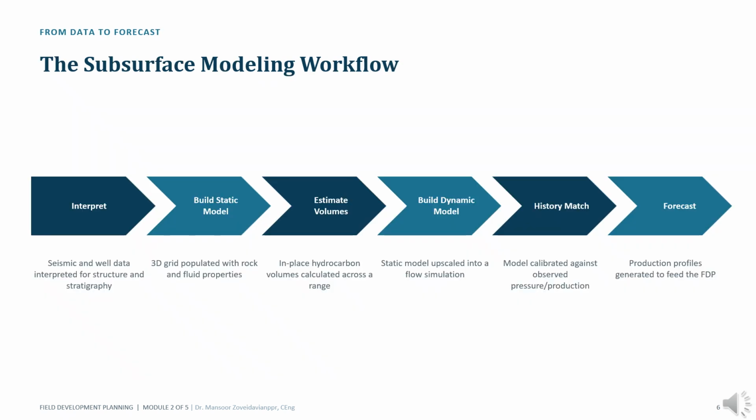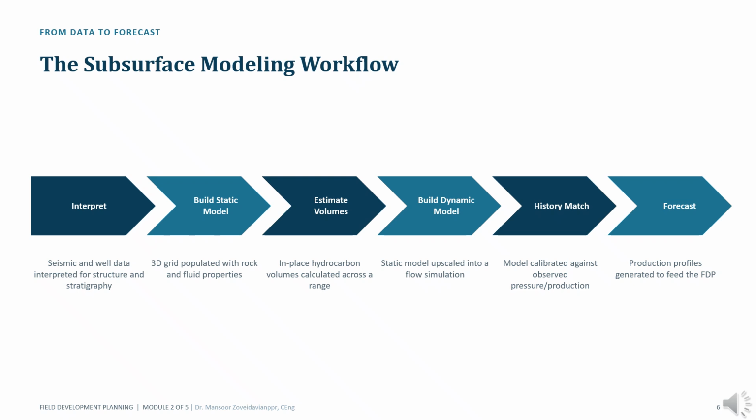This slide summarizes the overall workflow used to move from raw data to production forecasts. The process begins with interpretation. Seismic and well data are interpreted to define structure and stratigraphy. Next, a static model is constructed. The reservoir grid is populated with rock and fluid properties. From this static model, in-place hydrocarbon volumes are estimated. The model is then converted into a dynamic simulation model capable of representing fluid flow through time. The dynamic model is calibrated through history matching using available pressure and production data. Finally, the calibrated model is used to generate production forecasts.